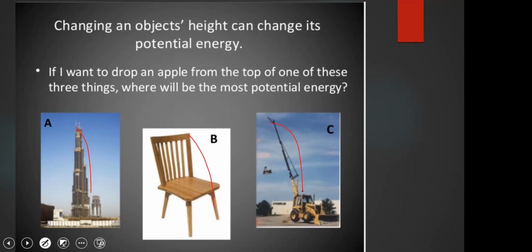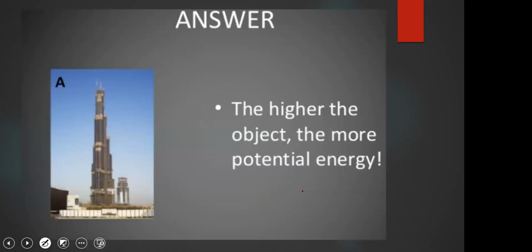But which one is the most? It's A because it's the tallest. Yes, bravo. It is A because it has the greatest height. So the higher the object... Teacher, there was a rule for potential energy. What was it? MGH. Wait. MGH. Yeah. Just step by step.